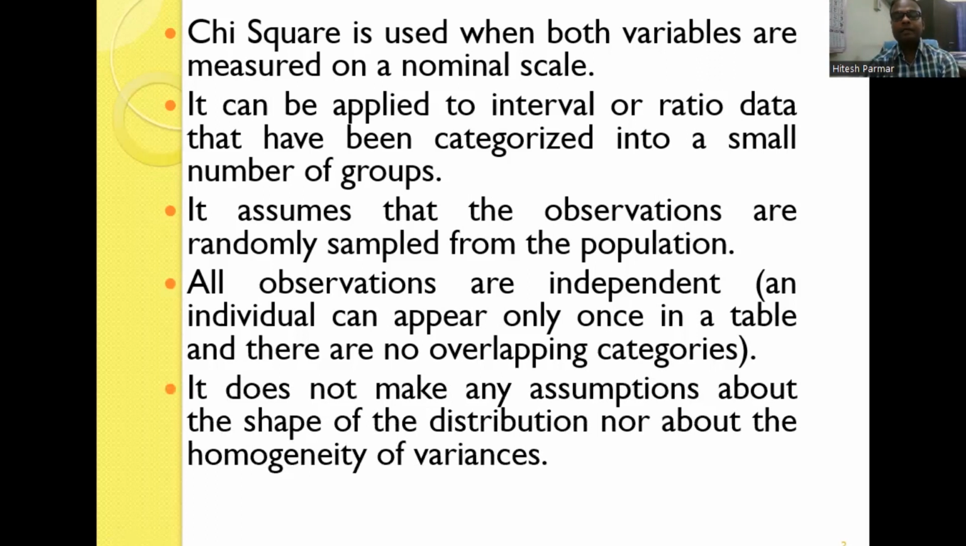It doesn't make any assumptions about the shape of the distribution nor about the homogeneity of the variances. In terms of parametric tests, we had assumptions regarding the shape of the distribution and the homogeneity of the variance. But here in terms of the chi-square test, we do not have these assumptions.